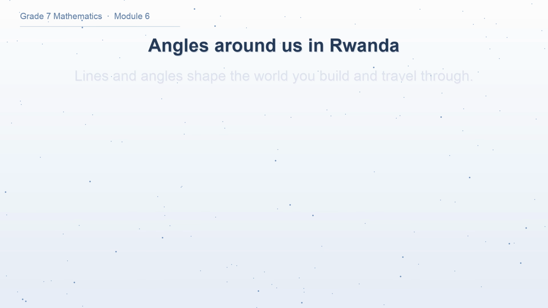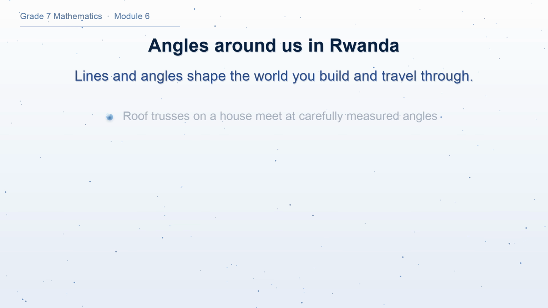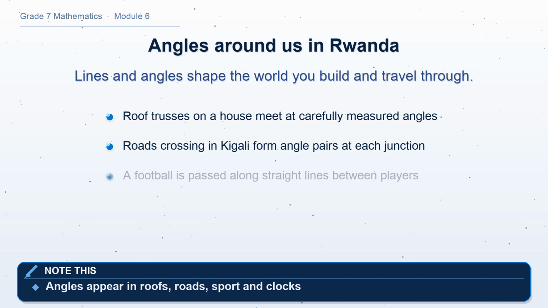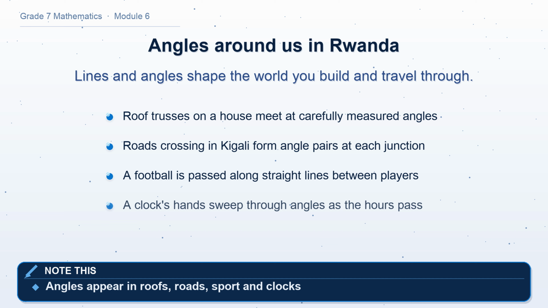These ideas are all around us. When a carpenter builds a roof, the timbers meet at angles that must be measured to keep the structure strong. Where roads cross in Kigali, each junction forms pairs of angles, and engineers use these to design safe intersections. On the football pitch, a pass travels along a straight line from one player to another. Even a clock teaches angles, as its hands turn through 30 degrees for every hour that passes. Geometry is the quiet language behind the things we build and use.